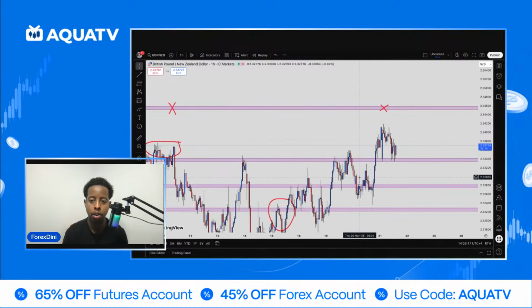Yeah, with pound New Zealand, what I'd like to see is price close above 2.33986. I want to see price close above that level to consider going long. But right now it's consolidating just above the support. So we need to see some breakout towards that level that I mentioned for me to consider a potential long. Okay.